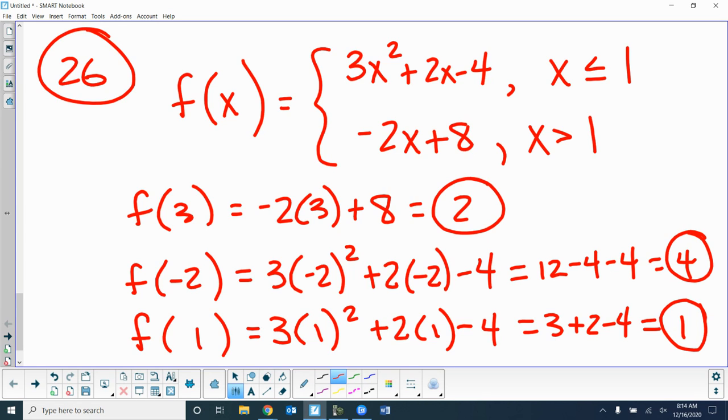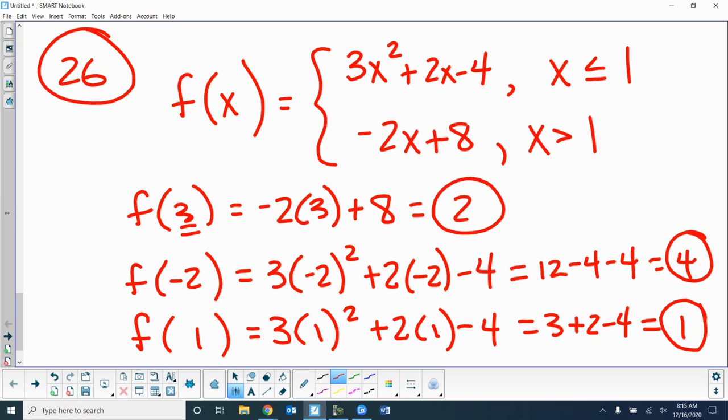You don't have to do anything extra. You just got to figure out which function to plug the number in. Yeah. How do you know which one it goes in? Well, you just look at this number, and you plug it here. Does it fit there? Is 3 less or equal to 1? No. Is 3 bigger than 1? Yeah. So that's why I put it in there. Any other questions?